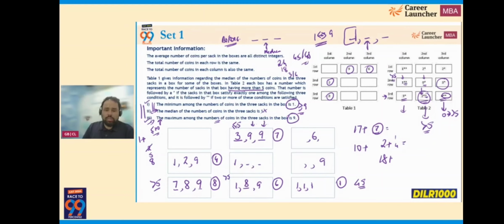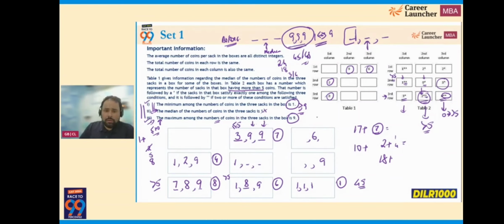So the numbers that I have already got in are 1, 4, 6, 7, 8. Please keep in mind the number 9 has to be placed. For me to get an average of 9, all the 3 sacks will have to have the number 9. Do you agree? For me to get the average of any box as 9, all three sacks will have to be 9 points.